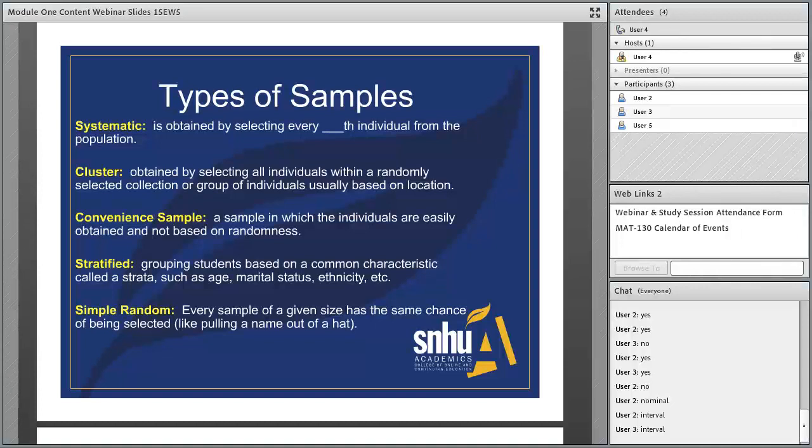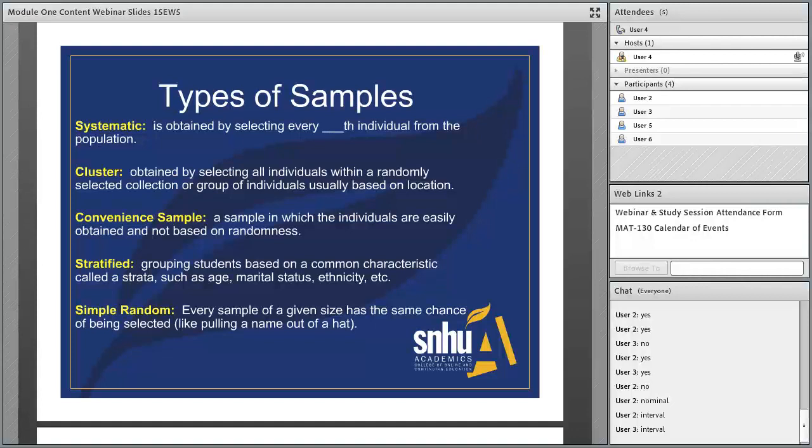A cluster sample, and by the way, just before I started talking about the types of samples, I wanted to remind you, a sample is a small collection of people within the population. So if you want to get a sense of something about everyone in the population, but it's not realistic to actually survey every single person, then you're going to want a sample of the population. And these are different ways to create that sample.